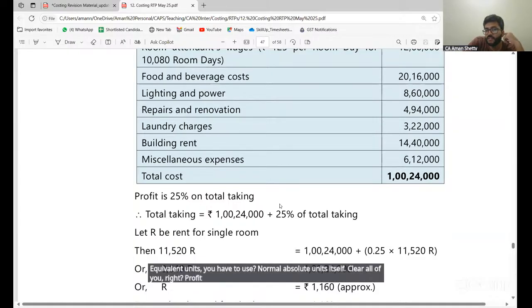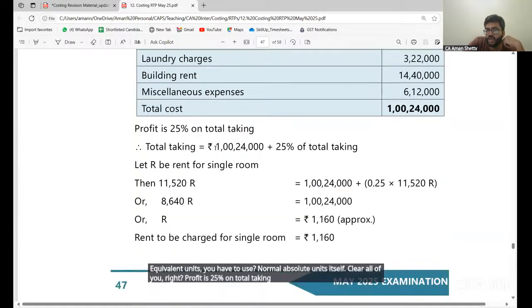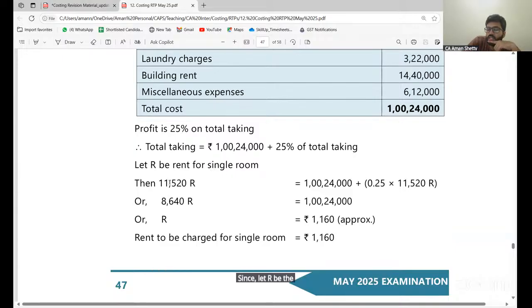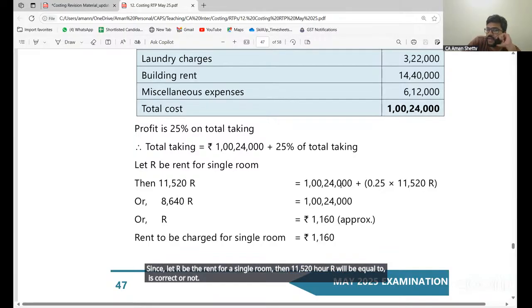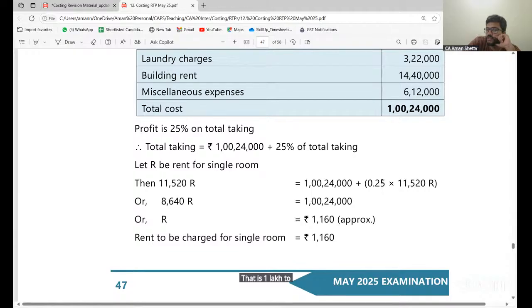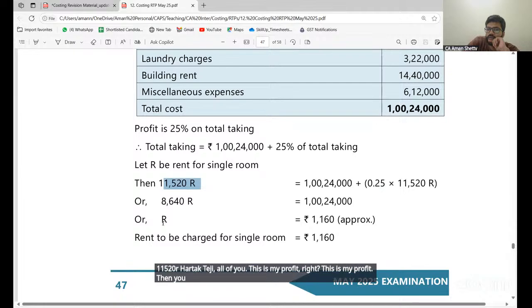Profit is 25% on total takings. Add it, you'll get the total sales. Let R be the rent for single room. Then 11,520 R will be equal to this, that is 1,00,24,000 plus 25% of 11,520 R. Is it understood, all of you? This is my profit. Then you equate it, you'll get what R is.